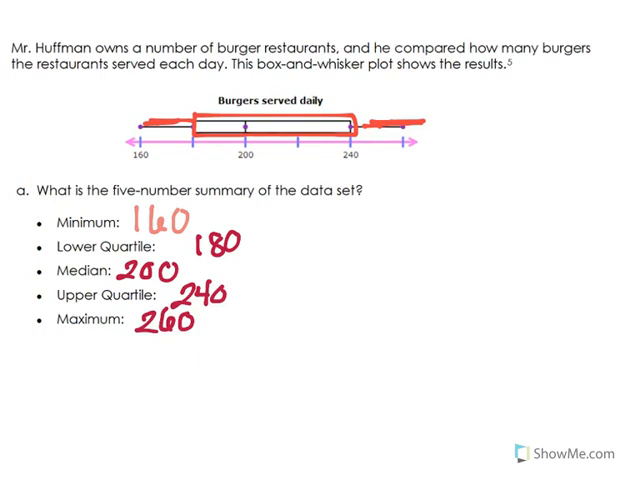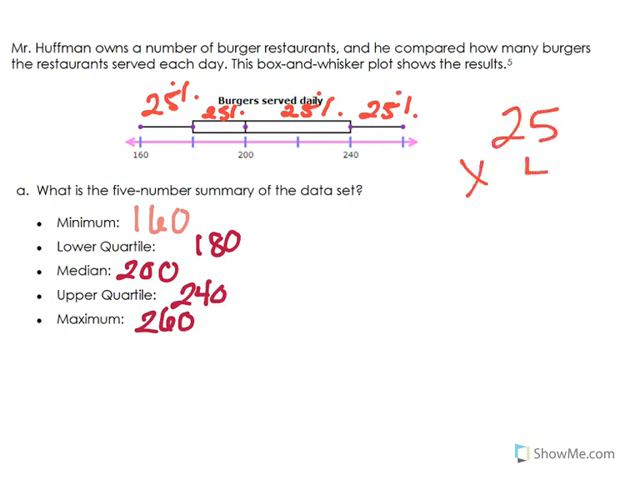When I look at this again, I can see the 4 parts of this data display. I have 25% of my data here, 25% of my data here, 25% of my data here, and the last 25% here. Because remember, 25% times those 4 pieces gives me 100%, or the whole data display.